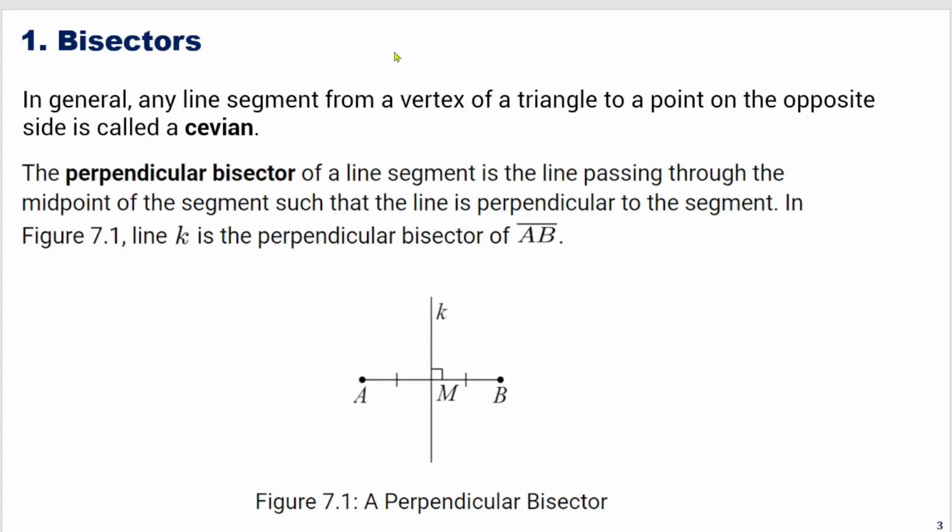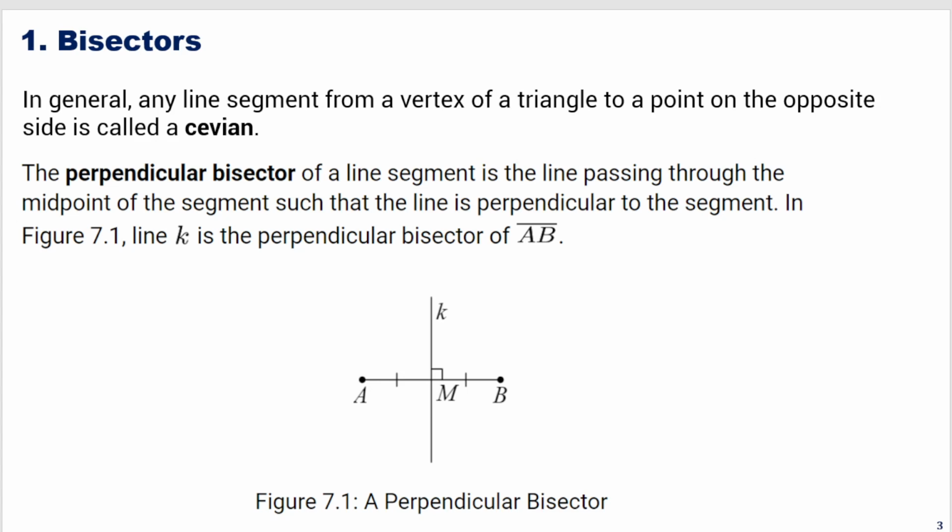Okay, first of all, let's have a look at the concept of bisectors. In general, any line segment from a vertex of a triangle to a point on the opposite side is called a cevian. The perpendicular bisector of a line segment is a line passing through the midpoint of a segment such that the line is perpendicular to the segment.